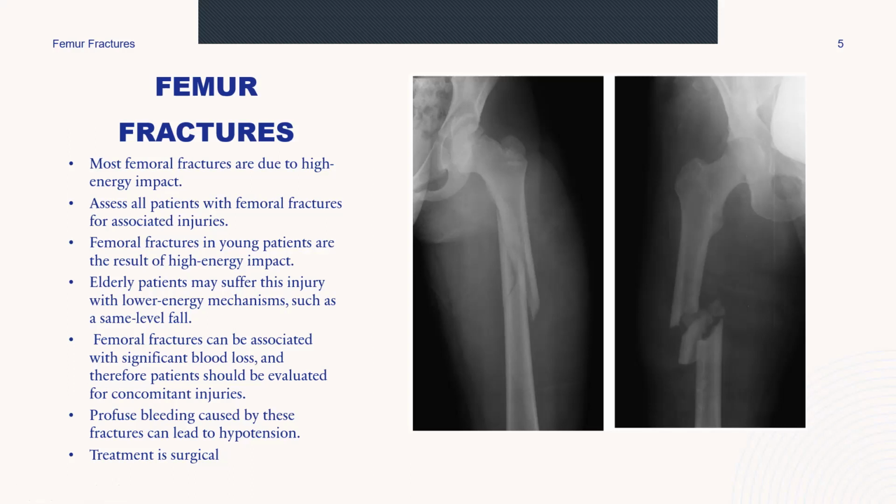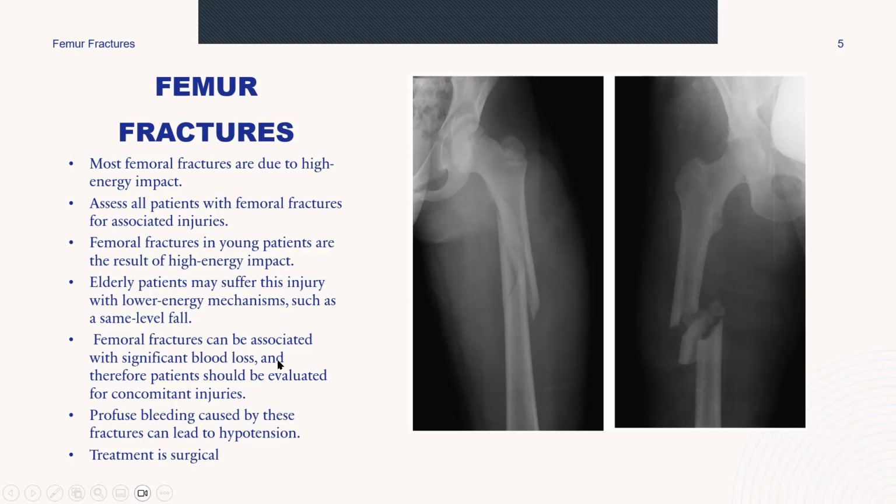If you look at the lattice work within it, it's an extremely stable structure. So it takes quite a bit of energy to actually fracture it. However, with the elderly, low energy impacts can also cause it, even a same level fall. So that means just a small fall can cause quite significant fractures in the elderly.